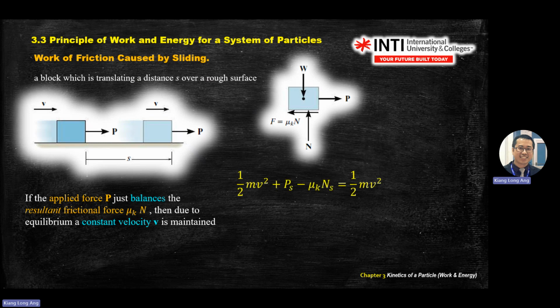Okay, then the rest you should be able to understand already. So if you use the principle of work and energy, you write U equals T2 minus T1, right? So this is just a derivation.